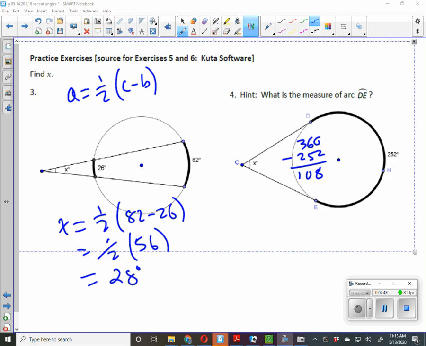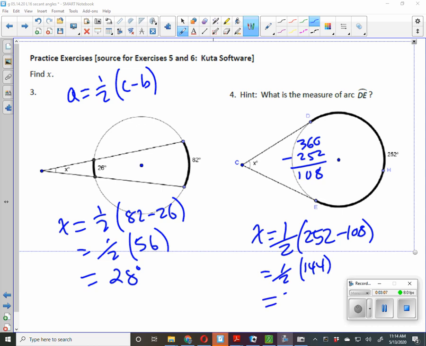So therefore, x is going to equal 1/2 of 252 minus 108, which is going to equal 1/2 of 144. Half of 144 is 72 degrees.